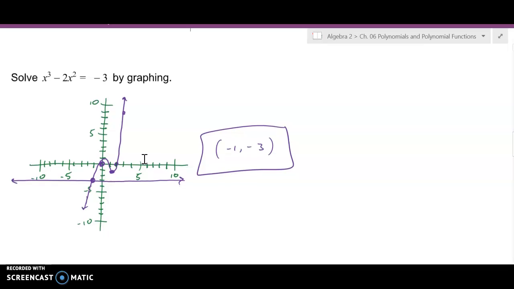The next problem down here, I drew my graph so you could kind of see what I was looking at. But yeah, this is the only place it's going to intersect. So the solution is negative 1. X is negative 1, which is also negative 3, which it should be.